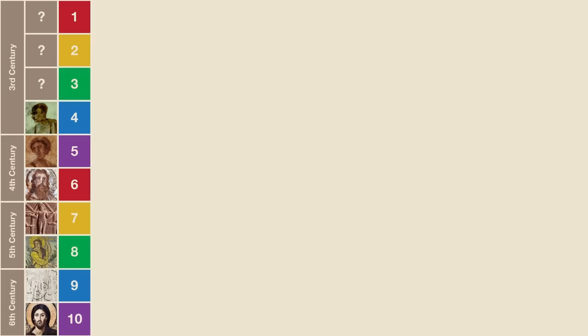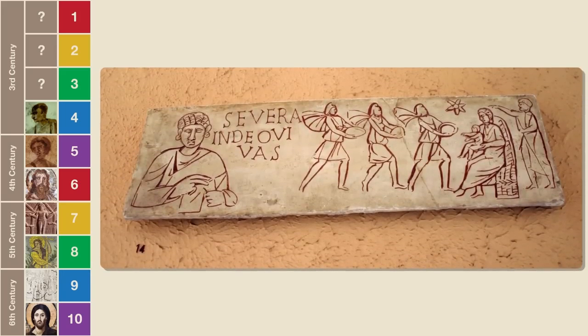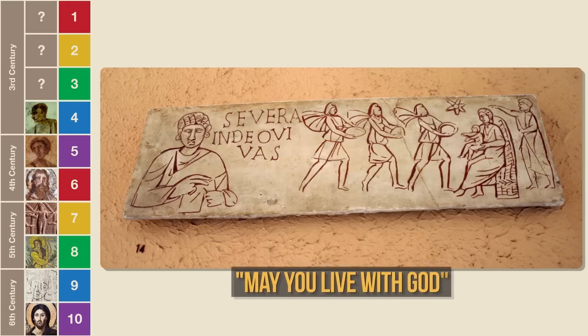The 3rd oldest image we have of Jesus is from this sarcophagus lid, which is inscribed with the words Severa in Deo vivas. But note that the person shown to the left of the words is not Jesus. That's likely an image of Severa, the woman who was buried in this particular sarcophagus. In Deo vivas means, may you live with God.